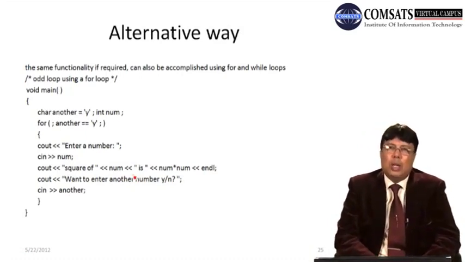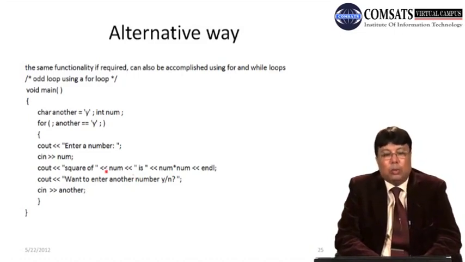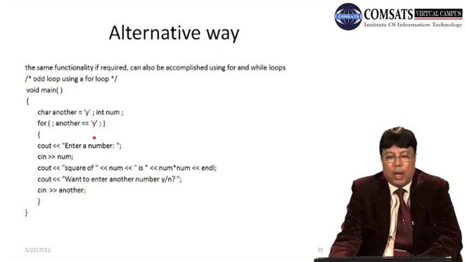Alternative way. Can we do it with for or with while? Let's see. How can we do the same thing with a for loop? Suppose in the for loop we have defined a character another, and initialized it to yes, so by default it has the value yes. Integer num. For no initialization here, test another is equal to y, no increment here. Enter a number, read a number, give the output, want to read another number, read it out.